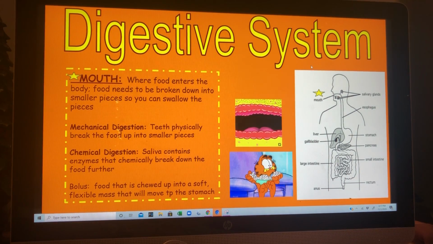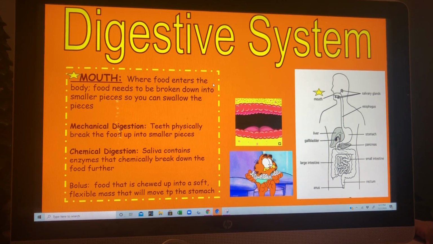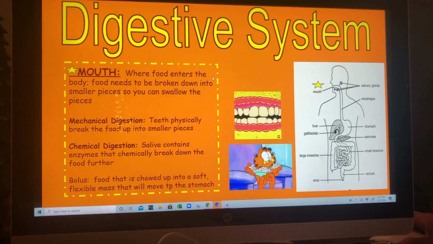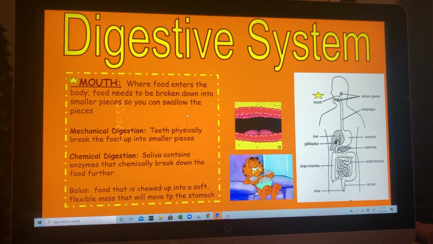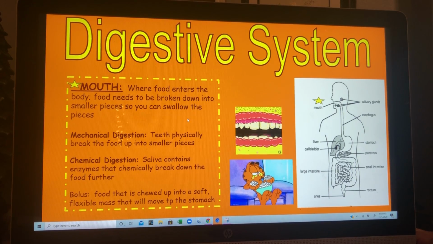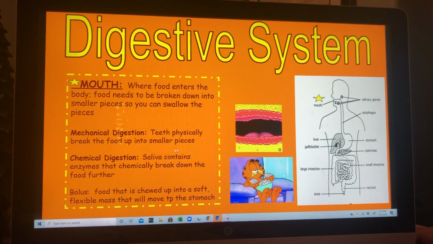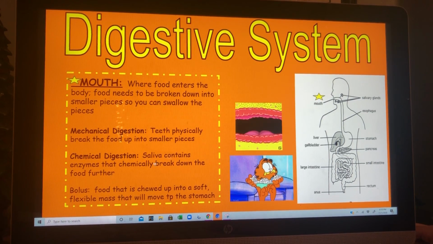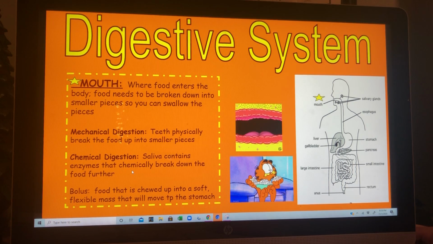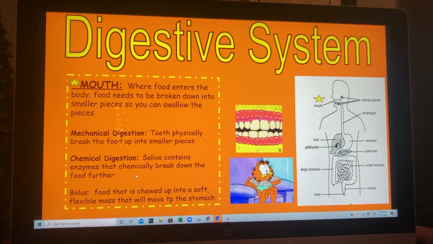Now, moving through the digestive tract, we're going to start with the mouth. This is where food enters the body. Food needs to be broken down into smaller pieces so you can swallow the pieces. Mechanical and chemical digestion do happen, both of them happen in the mouth. Mechanical digestion is when the teeth are just physically breaking the food up into smaller pieces. Chemical digestion is when the saliva that contains enzymes like amylase, they chemically break down the food further.